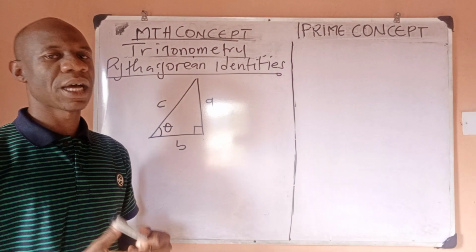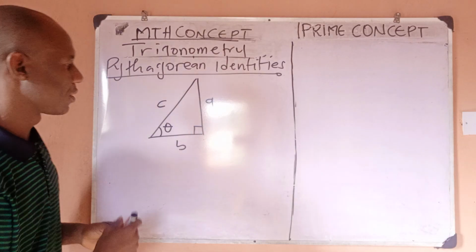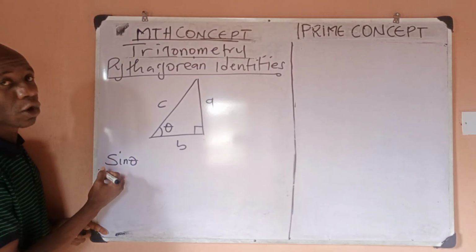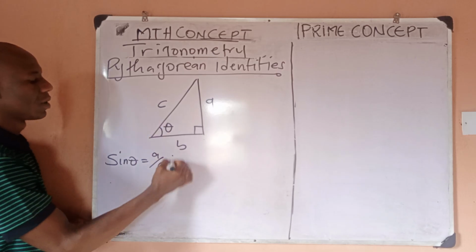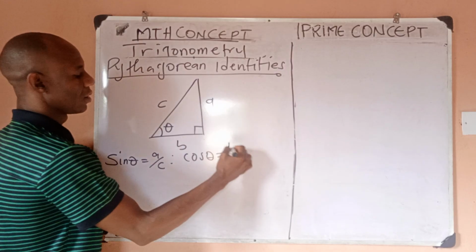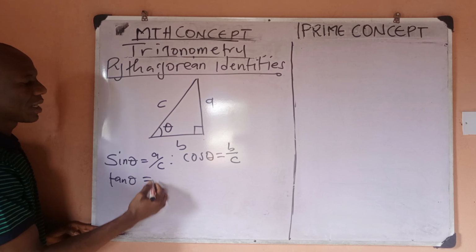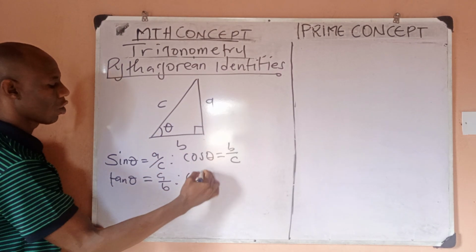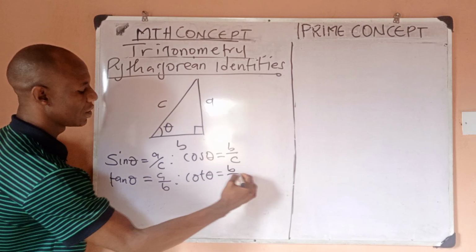Now, if you recall, we wrote out some of these identities. We wrote sin²θ. We said sin² is opposite over hypotenuse, opposite, which is A over C. We also got cos²θ. Cos² is adjacent, B over hypotenuse, C. We also got tan². Tan² is opposite over adjacent, that is A over B. Then we got cot². Cot is just the inverse of tan, so which is going to be B over A.